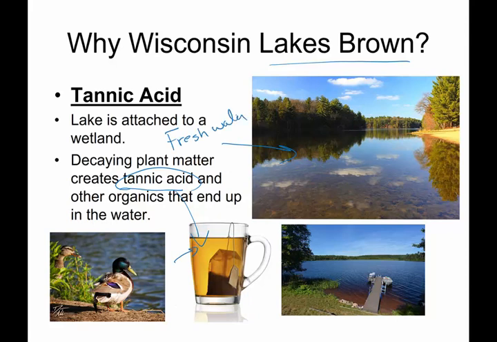Tannic acid is produced in fresh water when you have organic matter, meaning leaves from trees, decomposed algae and things from down in the water, meaning goose poop, whatever the organic matter is. That's a duck. I know, it's a duck. Whatever that is, when it ends up in the water and starts to decay, it's going to produce tannic acid. And that is the same color you get from that cup of tea. So that's why Wisconsin lakes are brown. It's due to tannic acid.